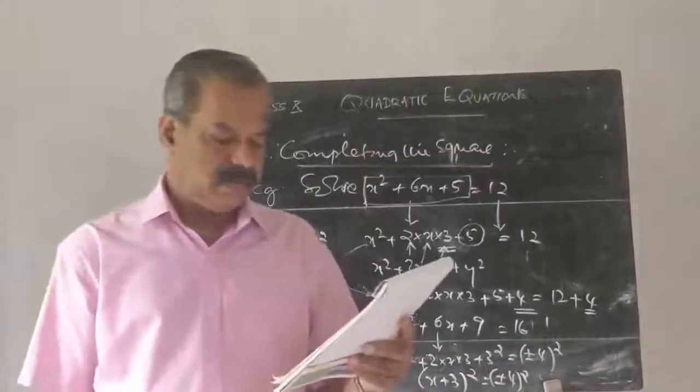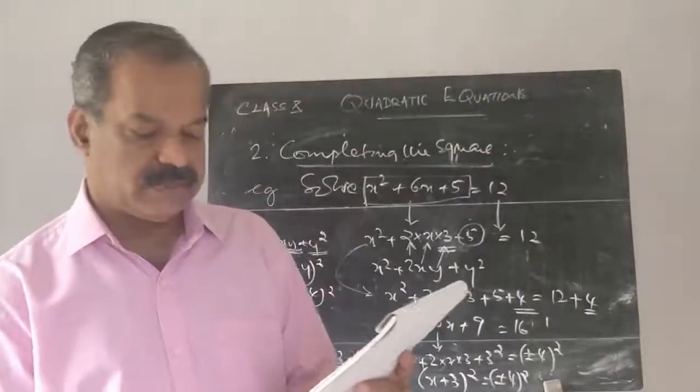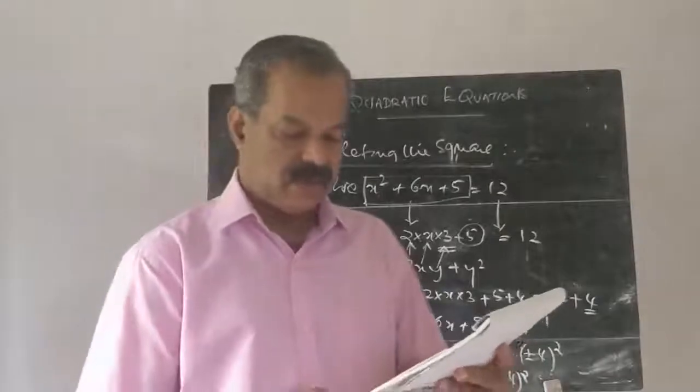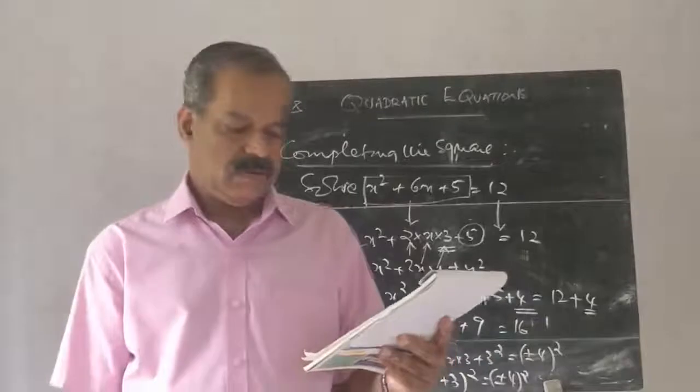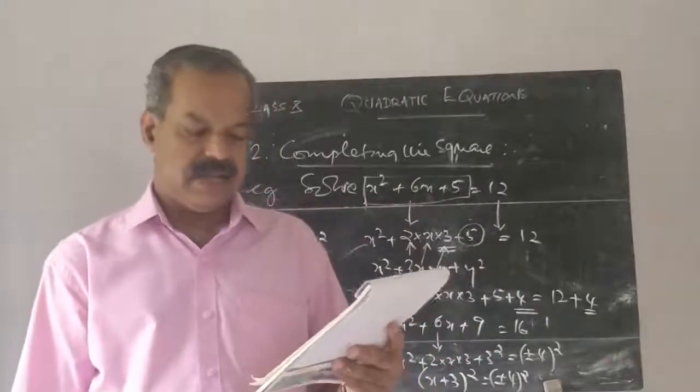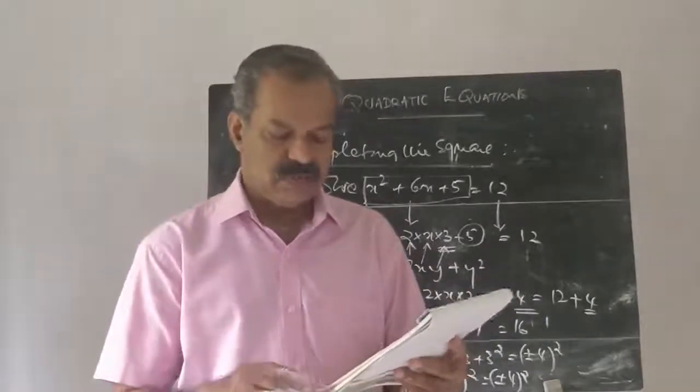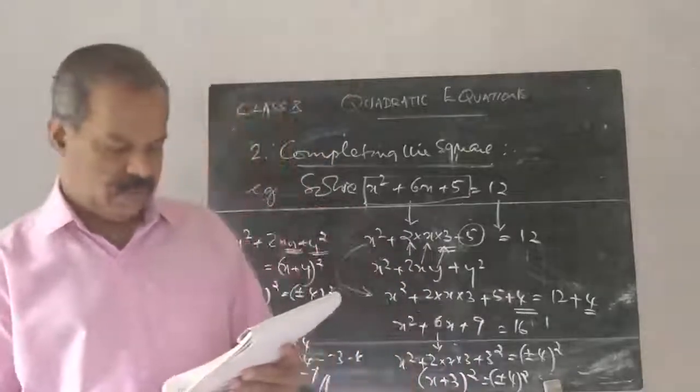Now read the textbook pages 74 to 76. After that, do the examples 3 to 9. And then exercise 4.2 questions 1 to 6. Thank you.